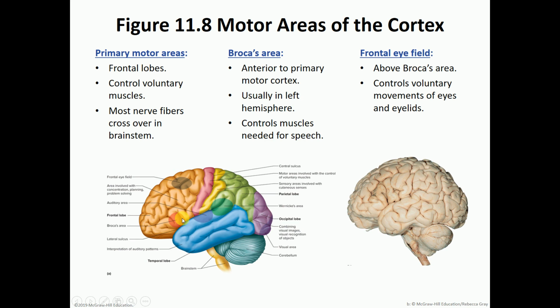The frontal eye field, I don't see it on here, but the frontal eye field is right above Broca's area, and it controls all of the voluntary movements of the eye and the eyelids.